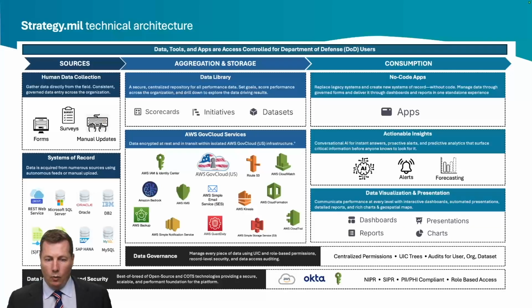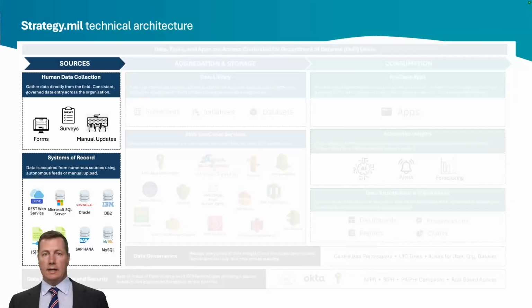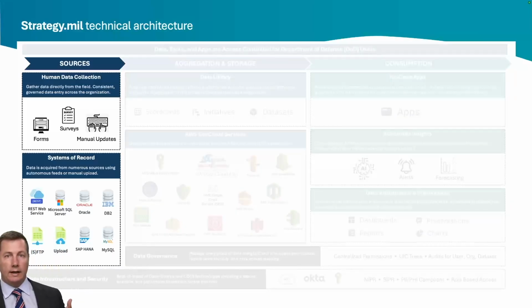Strategy.mil is a web-based software tool operating on Amazon's GovCloud stack. We're not going to get into all the details here, but we'll just focus on each piece of the stack very quickly. So the data has to come from somewhere. One of the things unique to Strategy.mil is it collects information. It is a system of record. And so it can collect information from forms or surveys or manual updates. When the data you need exists in a system of record, that's fantastic. We can connect to databases, we can connect to web services, we can upload spreadsheets, any modern way of getting data from one system to another, Strategy.mil supports.